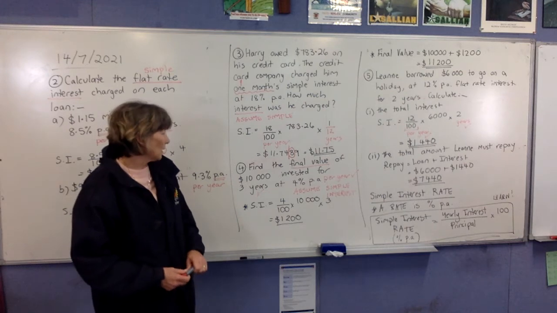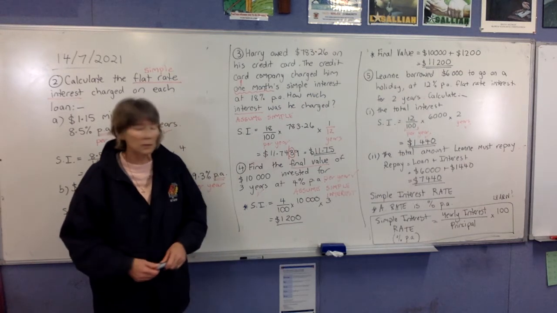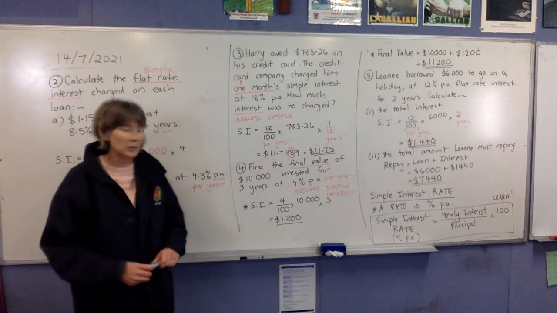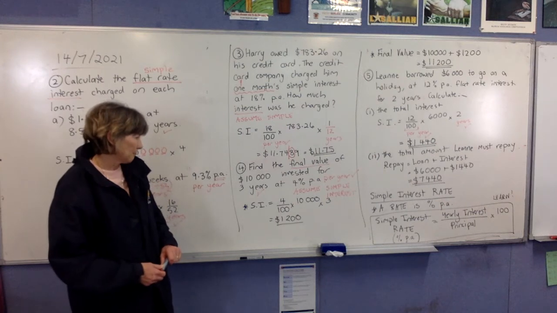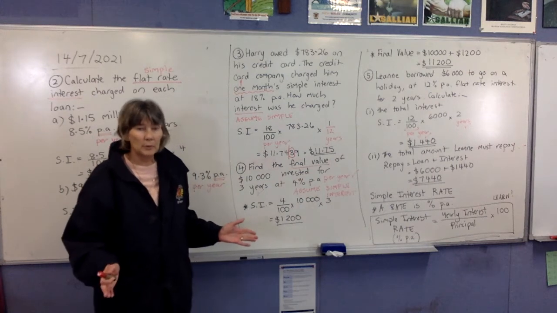Okay, number 4. We're looking at finding the final value this time, not the interest. So we're finding the final value of $10,000, which is invested for 3 years at 4% per annum. So we're assuming simple interest because they didn't say it was anything else.